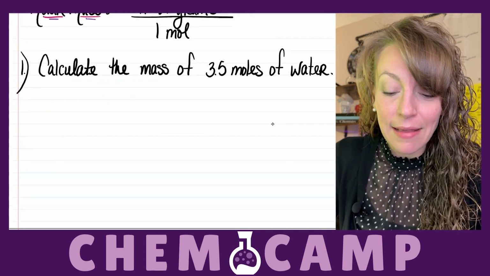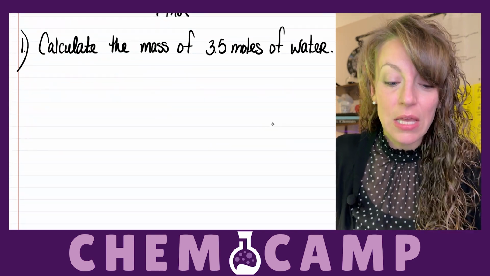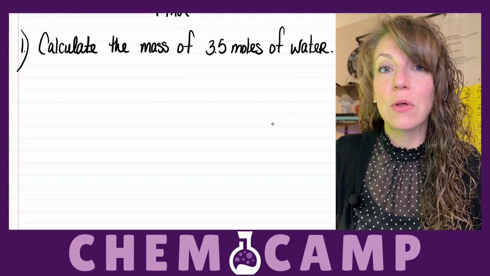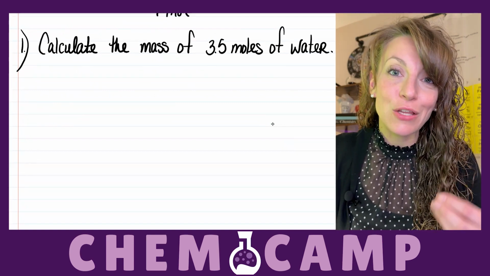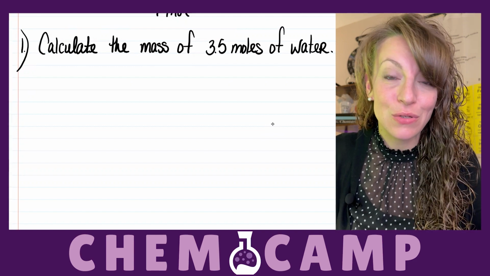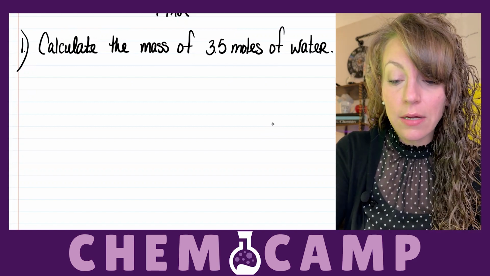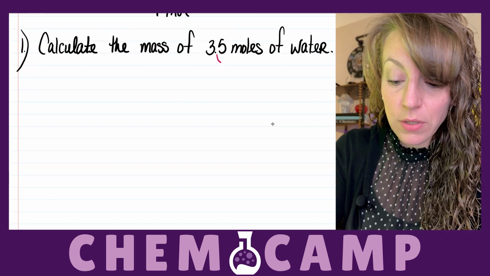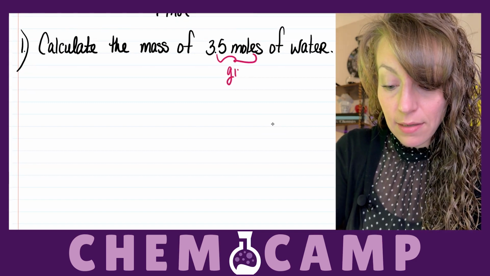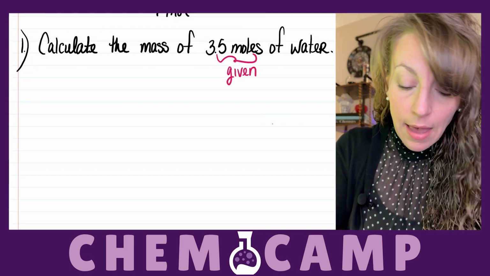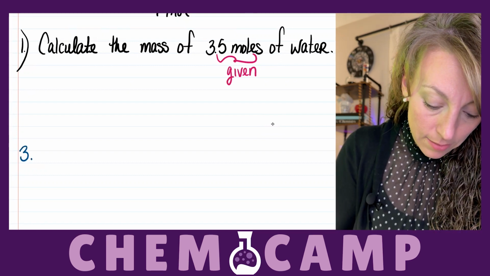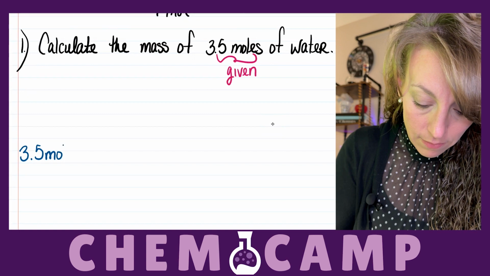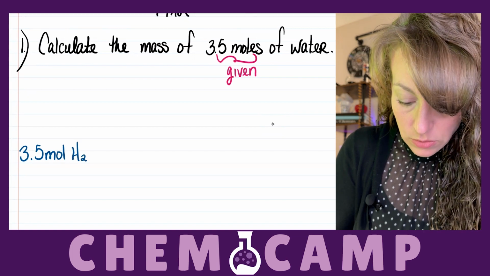What I always highly encourage students to do is to start one of these problems by pulling out what I call the given, which is going to be a number and unit that they give you to start with. So here, the 3.5 moles of water, that's going to be our given. I'm going to write it to the left side of the paper, 3.5 mole of H2O.